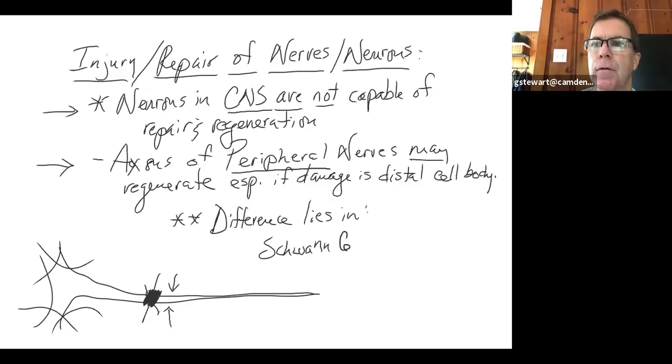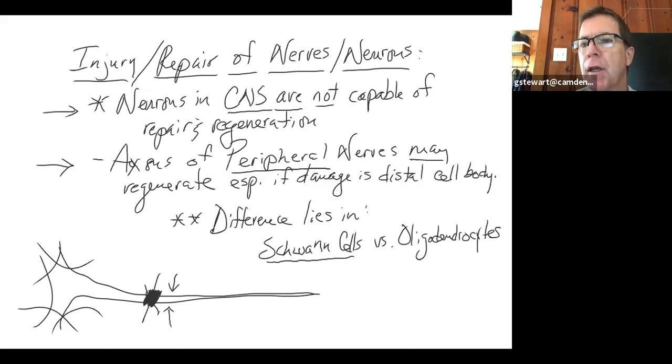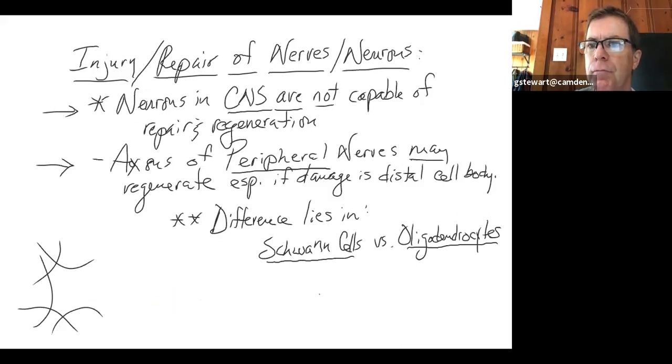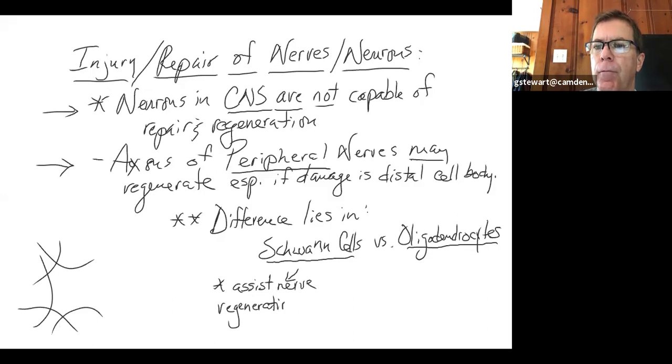Schwann cells versus oligodendrocytes. We know these are the neuroglial cells that make up the myelin sheath in peripheral nerves. Oligodendrocytes are the neuroglial cells that make up the myelin sheath in the central nervous system. And the difference between their nerve regeneration capabilities lies in the differences in these cells. Schwann cells are one of, if not the most major player in assisting nerve regeneration. I'll try to explain a few of these differences.